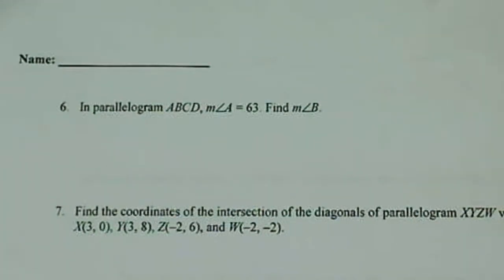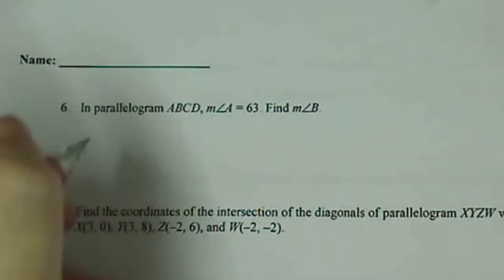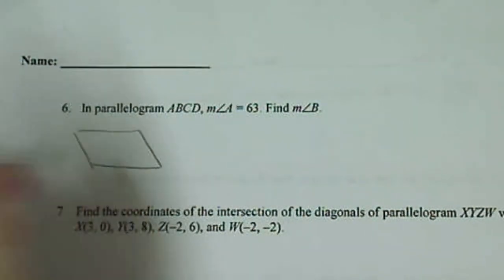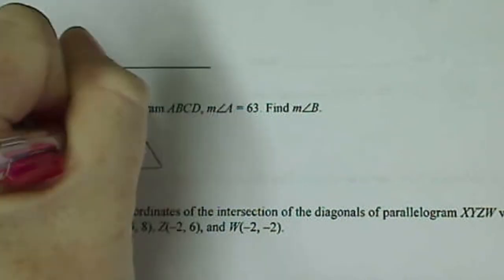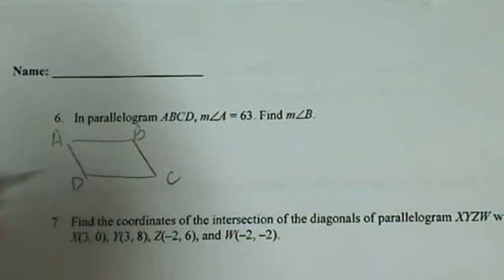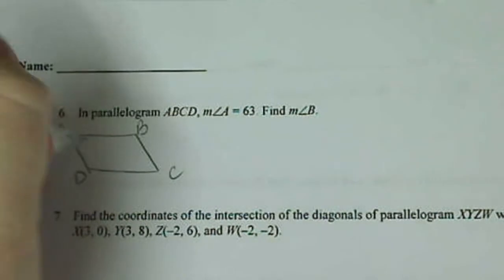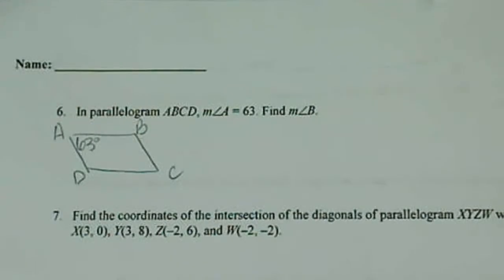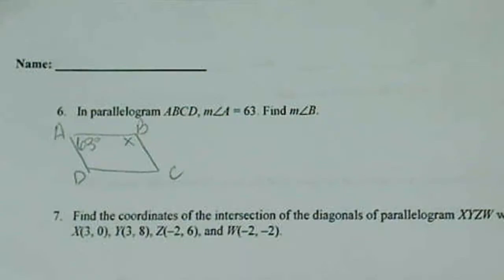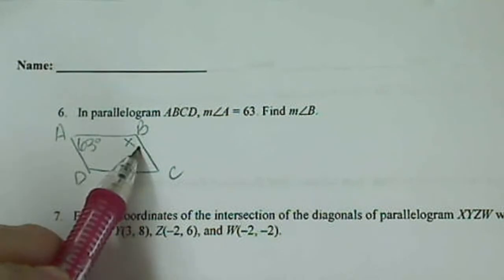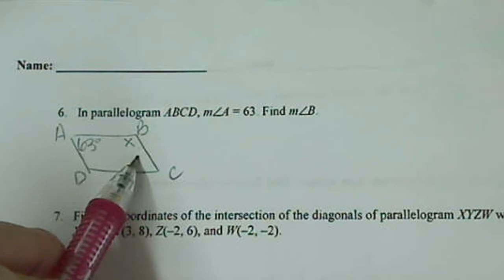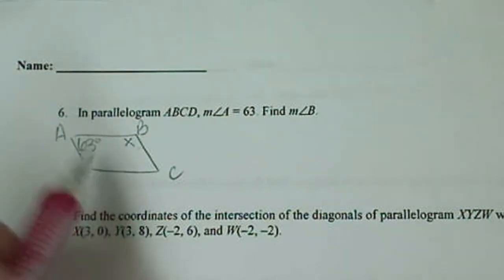Okay, number 6. Parallelogram again. So if you picture this, since there is no picture, A, B, C, D. A is 63 degrees. We want to find angle B. Well, a condition for our parallelogram says that these two angles are supplementary. That means they add up to 180. So to find B, why don't we subtract 63 from 180?